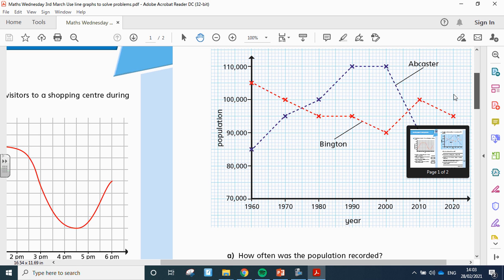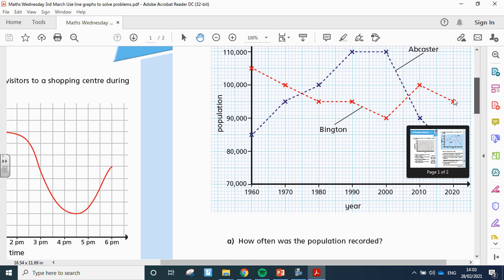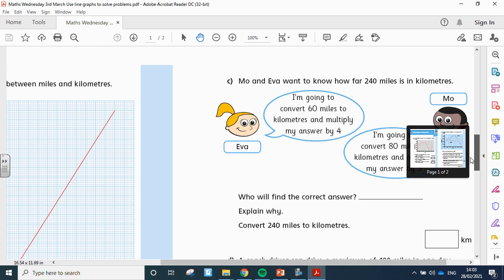So which 2 years do the lines essentially cross over? And that would be where they are the same. I'm not going to say anything else on that one. I think that's all right there.